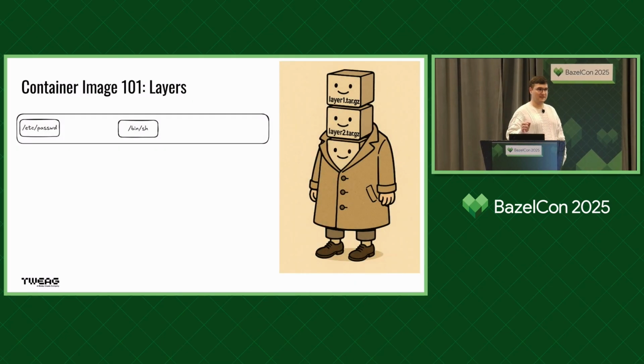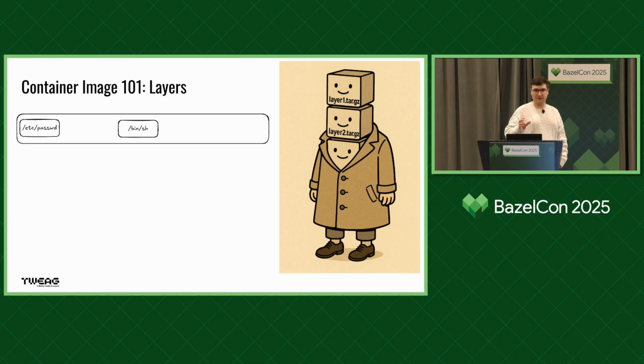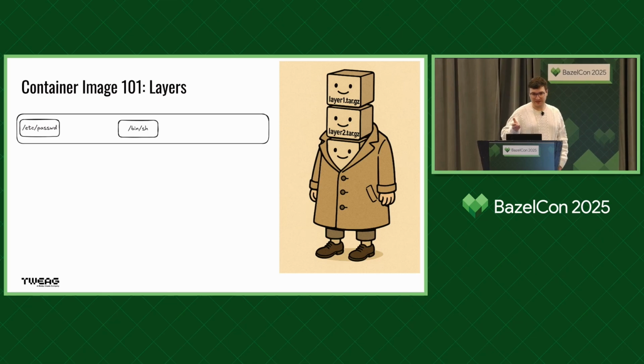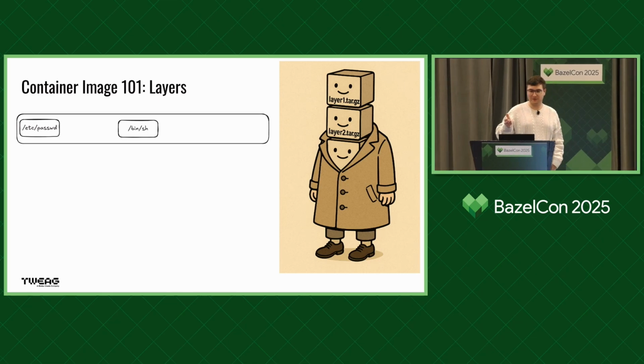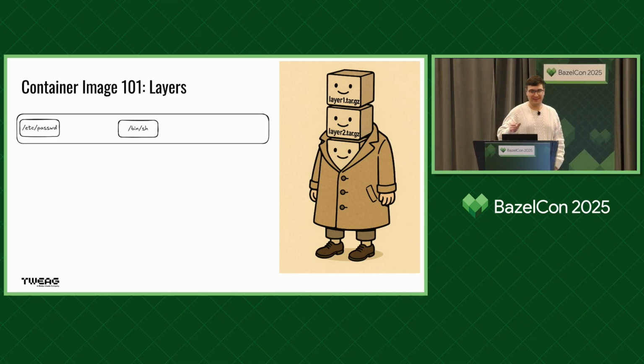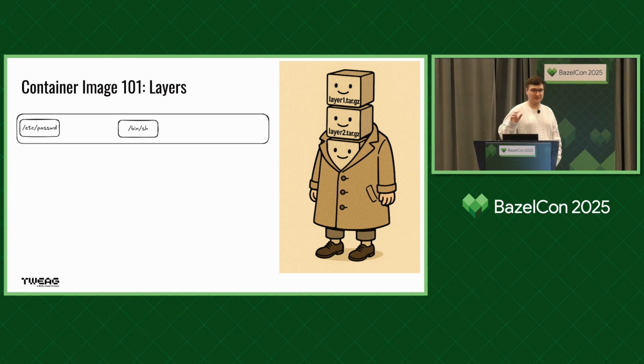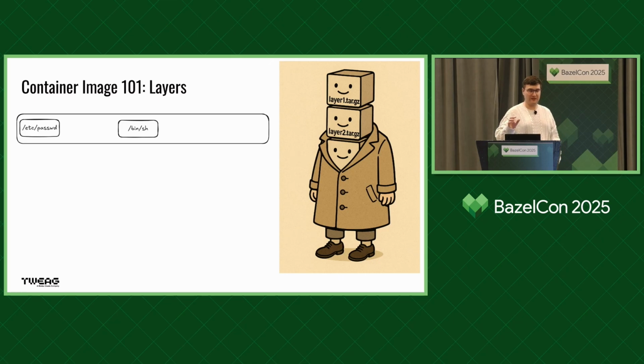So next, let's look at a container image from the bottom up. First, we are going to talk about layers. I always say a container image is just like a few tar files in a trench coat. Container image layers are just tar files. So here we have the lowest layer of your container. It just contains two files.